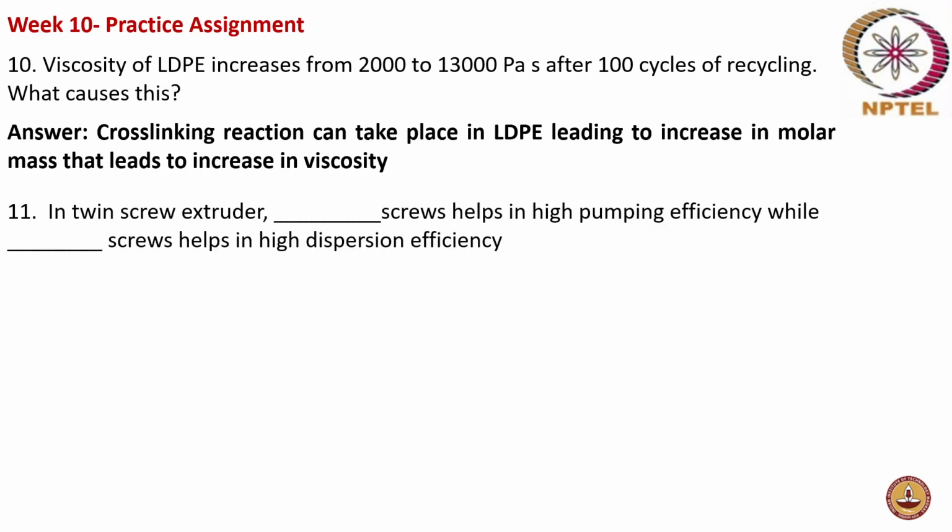Okay, now let's go on to the next question. In a twin screw extruder, dash screws help in high pumping efficiency, while dash screws help in high dispersion efficiency. Which type of screw operation helps in high pumping efficiency, and which type of screw operation helps in high dispersion efficiency in case of a twin screw extruder?